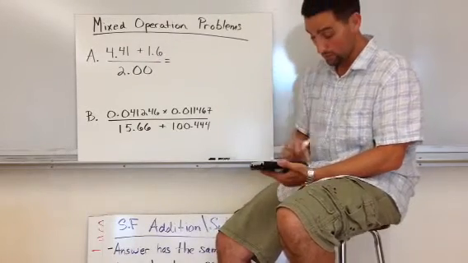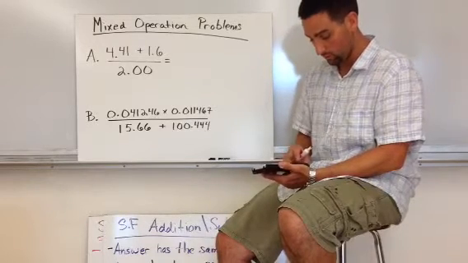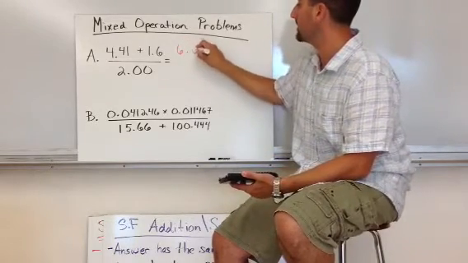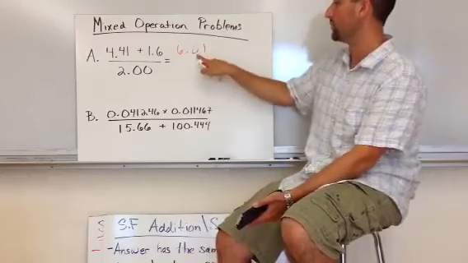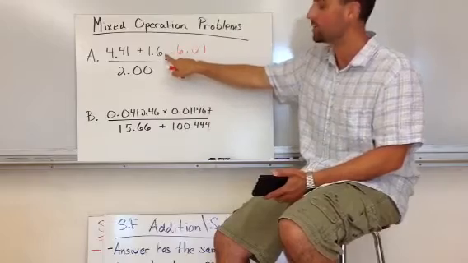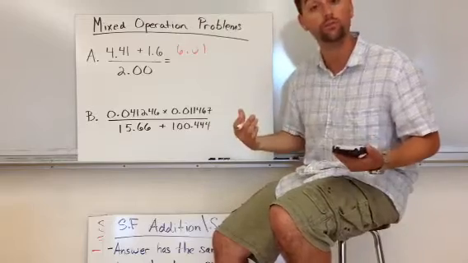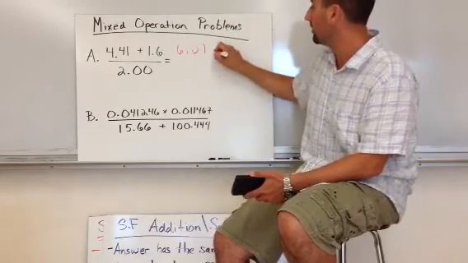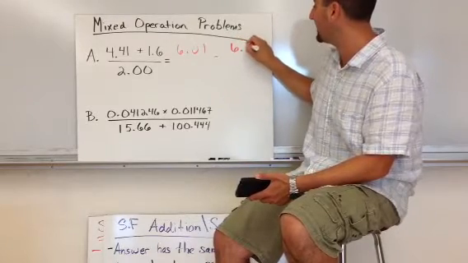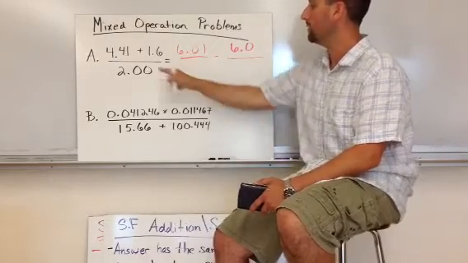Right? So if I add these up, I get 4.41, just double check myself here, plus 1.6, I get 6.01. 2 decimal places. I can't keep it like that because, once again, I don't know what comes after that 6. It could be a 0, it could be a 9, it could be anything in between. So I round this number to 1 decimal place. That becomes 6.0. Okay.